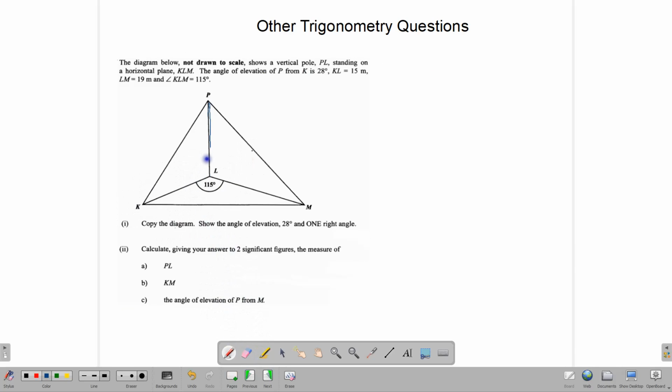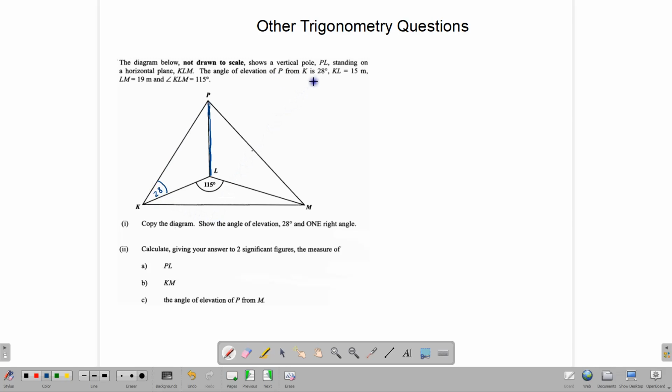The diagram shows a vertical pole PL. So this is your pole PL, and PL is standing on flat ground or a flat surface, standing on a horizontal plane. That's what it means, a flat surface. And we are given some measurements. The angle of elevation of P measured from K is 28. So we have to put in our 28 here.